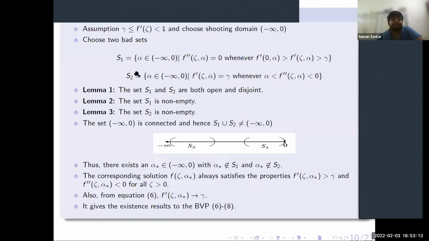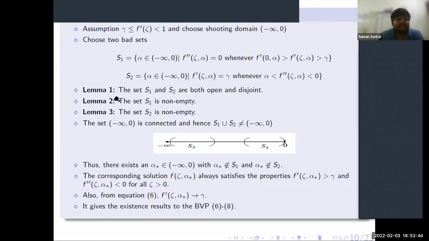into the set. In this case, we choose S1 as the collection of alpha such that for the corresponding solutions, the second derivative f double dash becomes 0 whenever f dash is greater than gamma, and S2 is the collection of alpha such that f dash becomes gamma whenever f double dash is less than 0.